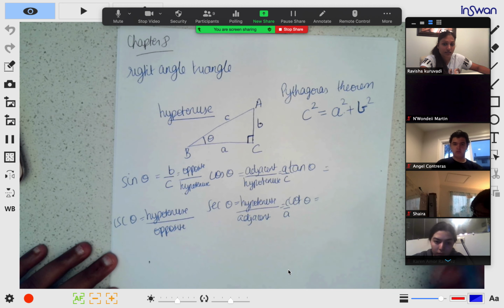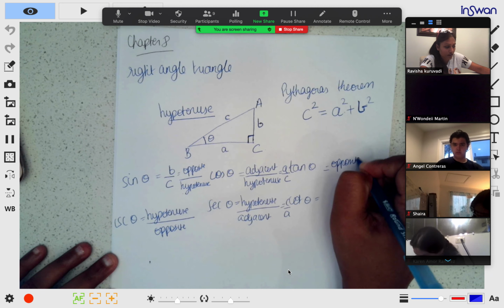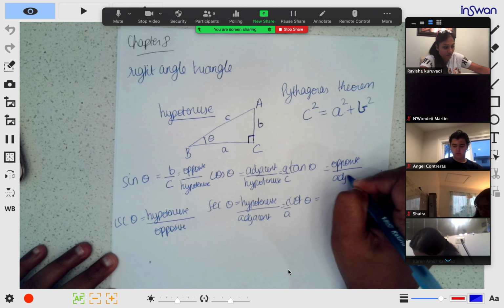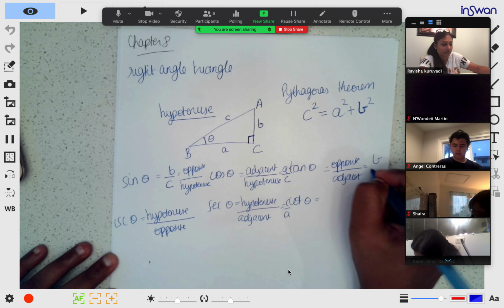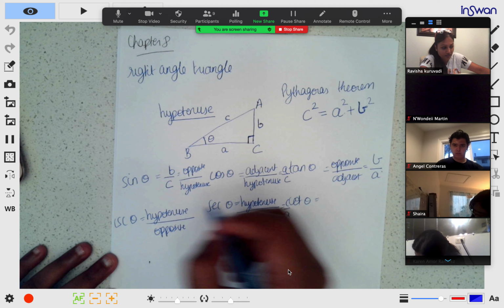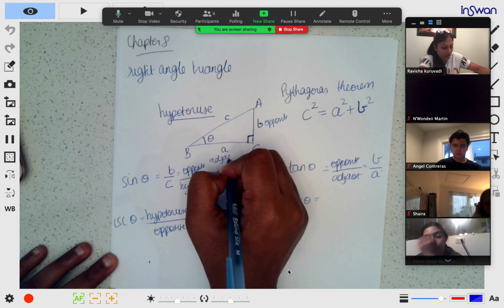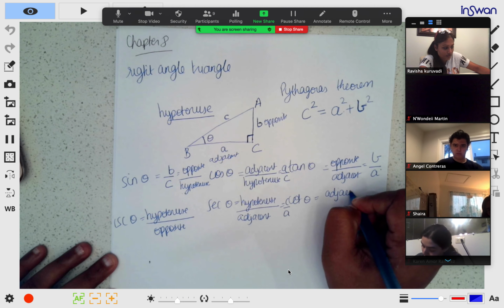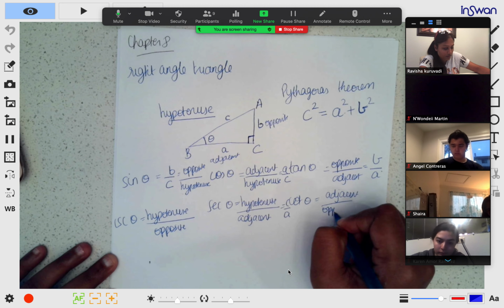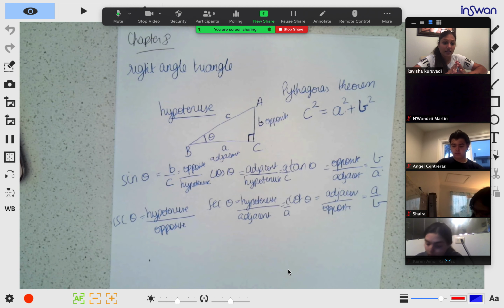Tangent. For tangent, the formula is opposite over adjacent. The opposite side is B and this is A. This one is opposite to theta, and this is adjacent to theta. And cotangent is just the inverse, adjacent over opposite, so it becomes A over B. So this is how you look at a triangle and figure out all the trigonometric functions.